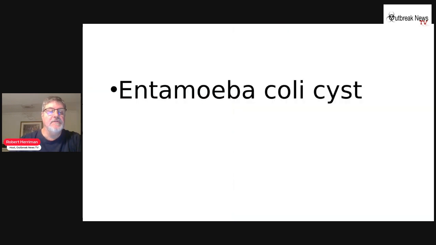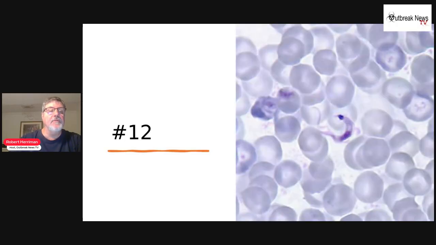Okay, what we have here is an Entamoeba coli cyst. Now, Entamoeba coli is a non-pathogenic amoeba. However, like some of the parasites we may be looking at today, while they may be non-pathogenic, you need to report them because they could be an indicator of food or water contamination, which means there could be a pathogenic parasite in that patient also. So keep that in mind. Next one, number 12.